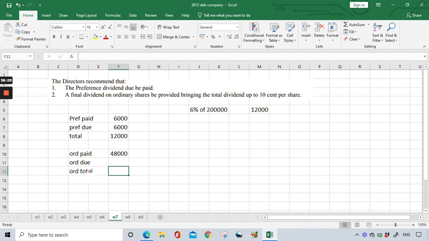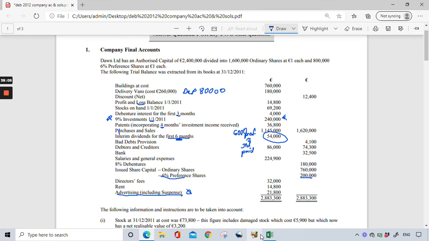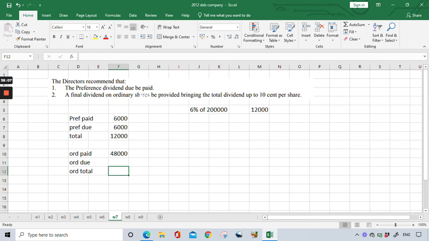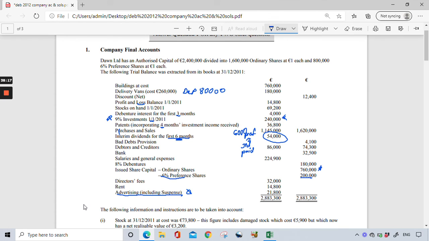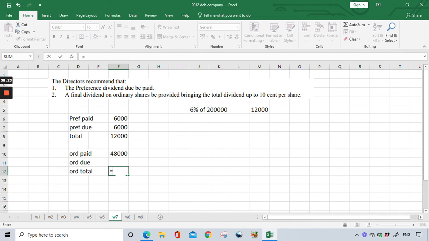Now I go to the ordinary total. So if I go to the note, it tells me ordinary shares will bring the total ordinary dividend to 10 cents per share. How many ordinary shares are there? I look down here. Always 760,000. So the ordinary total will be 760,000 multiplied by 10 cents, 76,000. Now I just work out the difference to get this number.